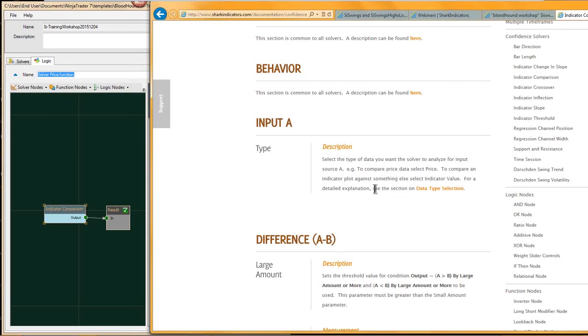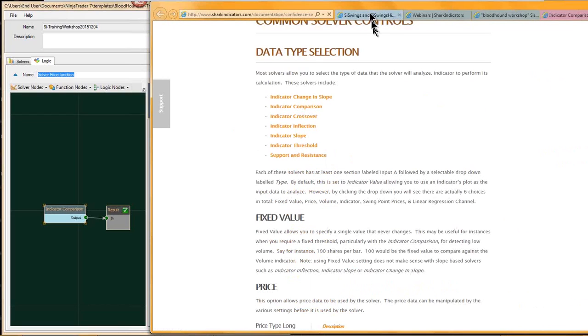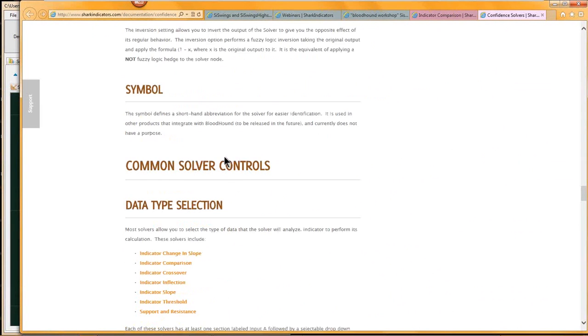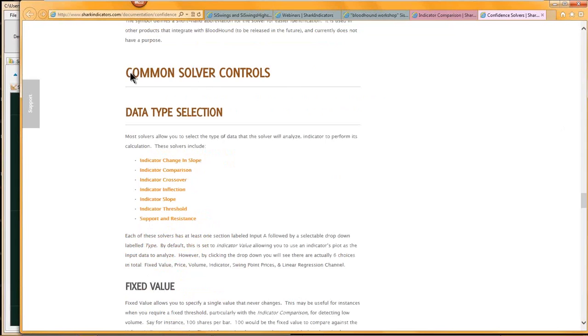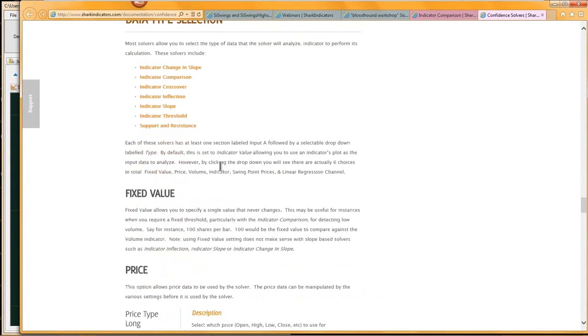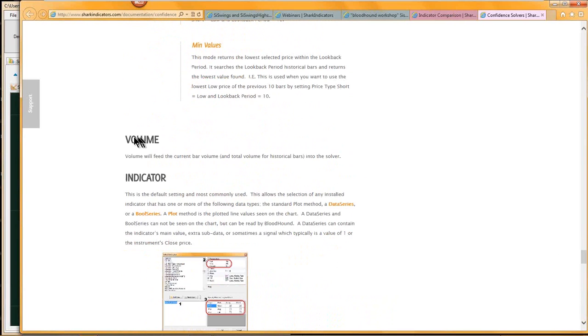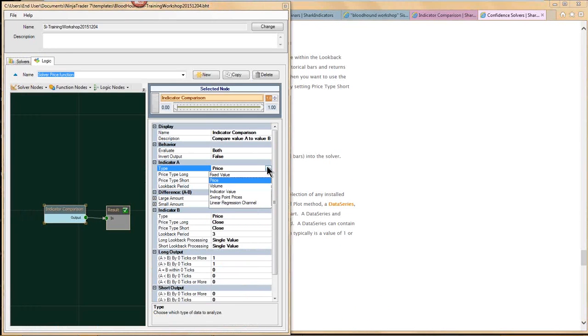So we can just go to this section on data type selection. If I click on that, it'll take me over to this page. And so we have common solver controls and we have data types. If we scroll down, you'll see right here, here's the fixed value, there's price. If I keep scrolling down, volume and indicator, all the options that are available down here.